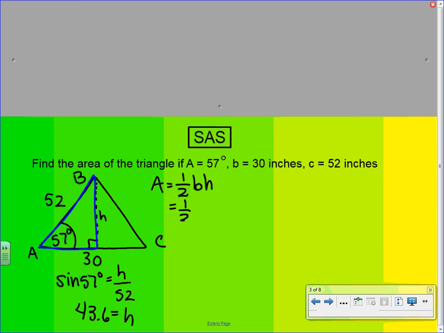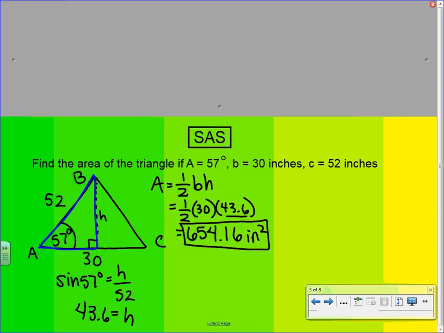I plug it in my area formula now. My base was 30. The height, the altitude that makes a right angle with that, is about 43.6, which that number I'm rounding to write down, but I've still got my calculator so I can use its exact value. That times 30 times 0.5, I'm going to get 654.16. This is an area, so I'm going to label it inches squared.